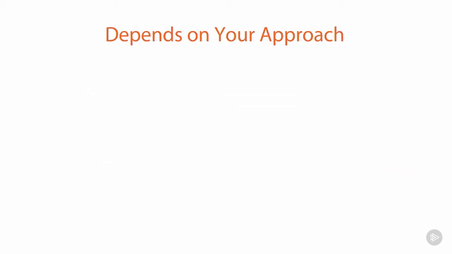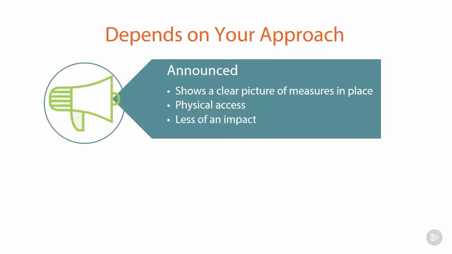Now, there's also a couple of different approaches that you can take. We can either implement an announced approach. In this approach, the pen tester should be able to acquire a complete overview of the infrastructure of the organization and then also be given physical access. The other issue here is that it has less of an impact on the network because, again, you know that they're coming.